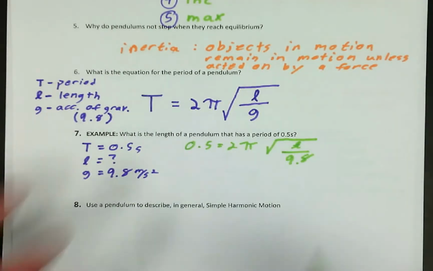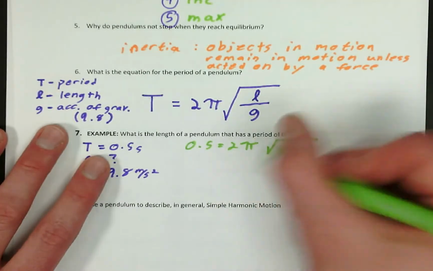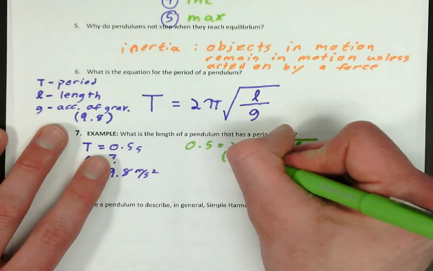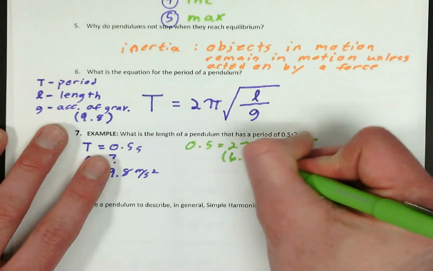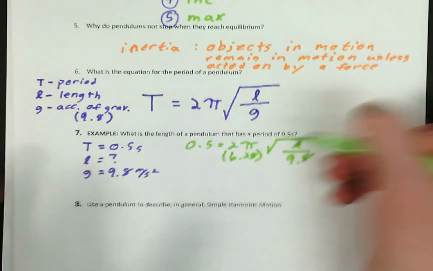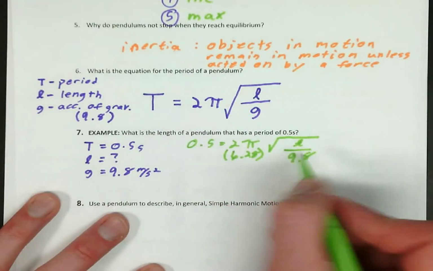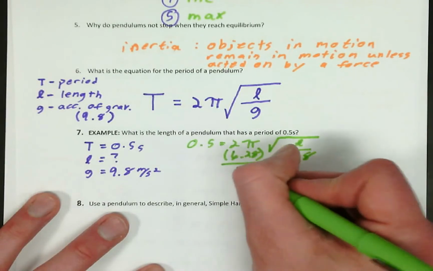But for right now, I've got 2 pi. 2 pi is going to be 6.28. Just 3.14 times 2. You can leave it as 2 pi if you want. I find that people sometimes make math mistakes if they do that. So I usually multiply them together to get 6.28. It's being multiplied by this stuff. So the opposite would be to divide it.